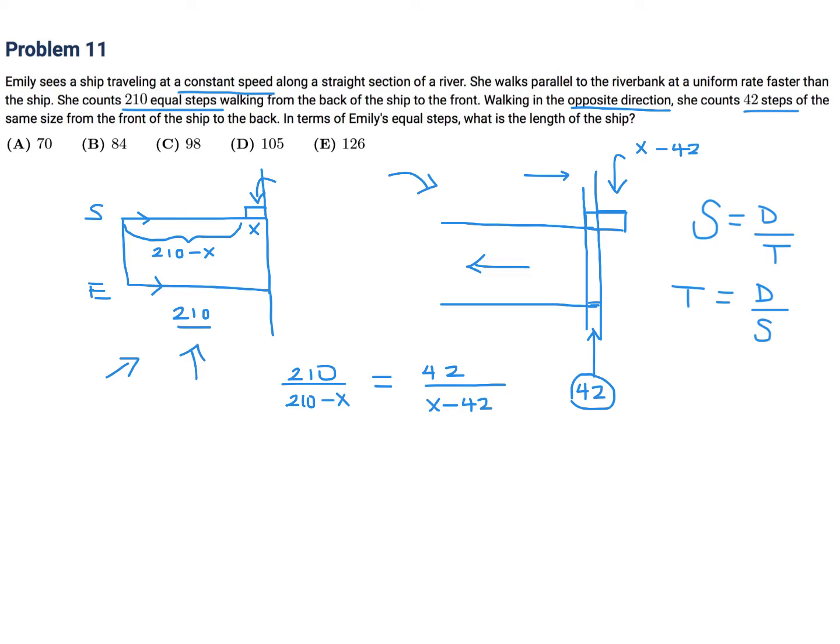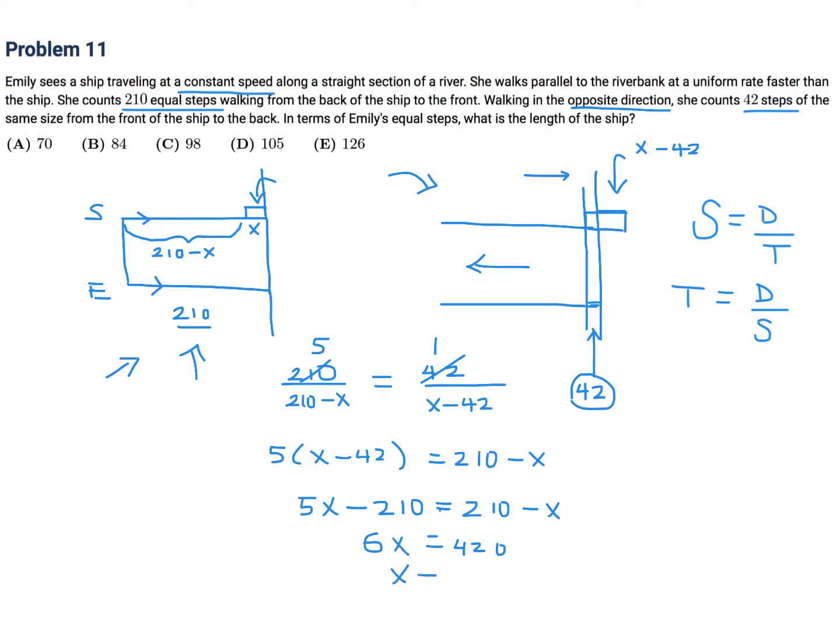So solving, cross-multiplying, that's 1, that's 5. So this is going to be 5 times x minus 42 is equal to 210 minus x. 5x minus 210 is equal to 210 minus x. And that looks like 420 is equal to 6x, and therefore x is equal to 70. So the answer to number 11 is A.